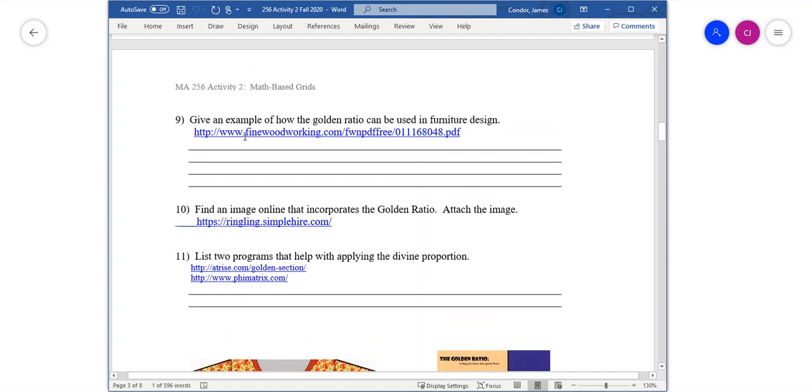We're just going to look at a couple here. This says, give an example of how the golden ratio can be used in furniture design. I want to pull this up because I don't want you to think that everything is a rectangle. That just happens to be the most common shape only because the world around us uses rectangles so much.